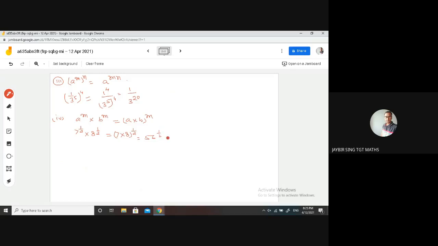Okay. And one more property is there, which is already explained in class 8. It is a to the power 0 is 1. Means value of any number, if its power is 0, is 1. This is example. So these are all the laws of exponents.